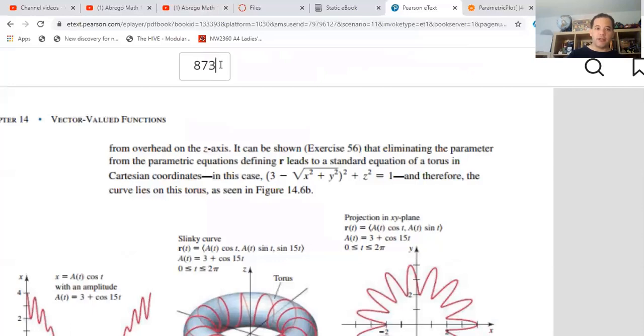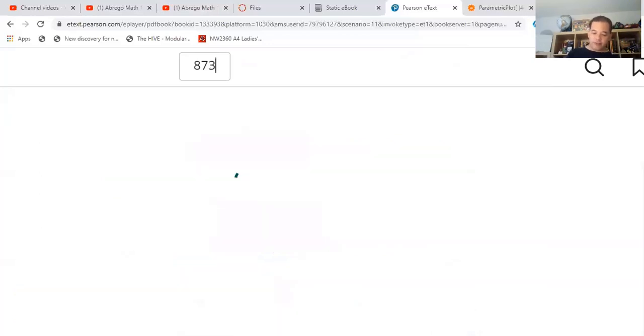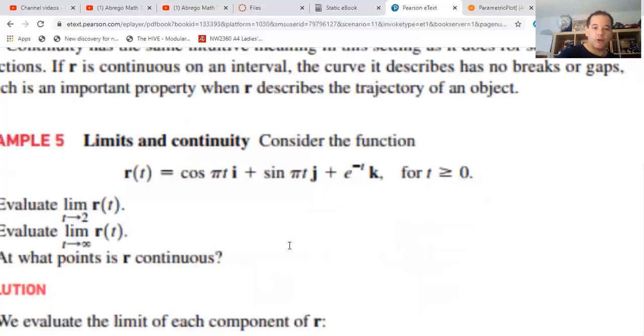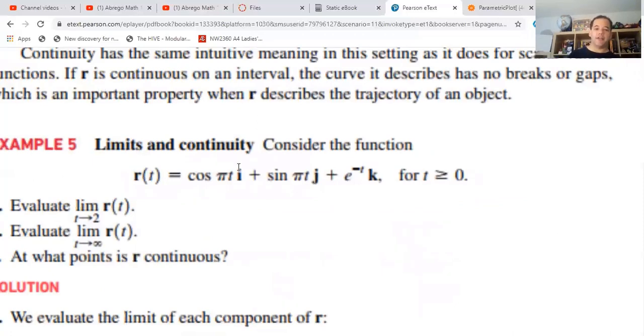So the last one is, again, going to have the traditional cosine and sine for the x and the y. So we know it's going to wind, right? And you can see it right here. So we have cosine pi times t, sine pi times t. And this is the new one, e to the negative t, right? E to the negative t. So let's take a look at how the graph looks.